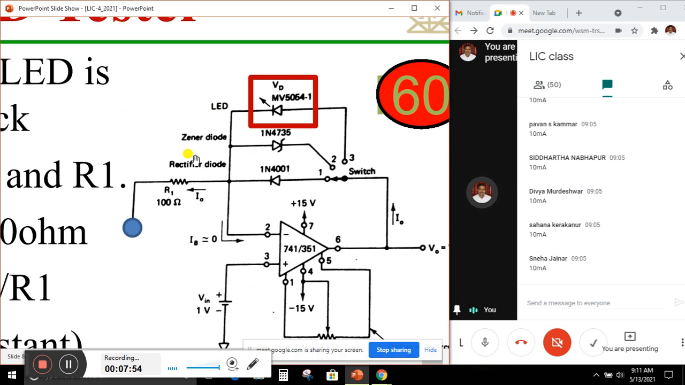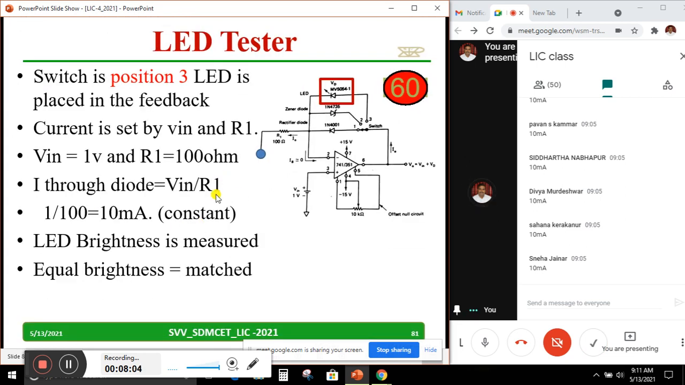In the first position I have connected a rectifier, in the second a Zener, and in the third an LED. Now the current remains the same. Now I am connecting an LED. So what I do here is, if the brightness is the same for the LEDs, I can say those are matched. So this is about the path I am talking about. I have shown you already. This is a path you can observe.